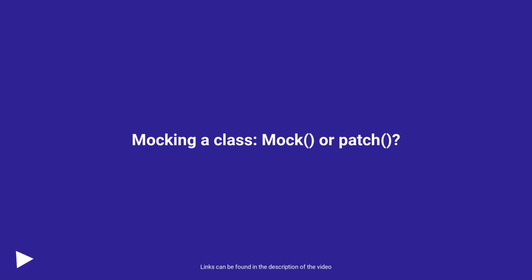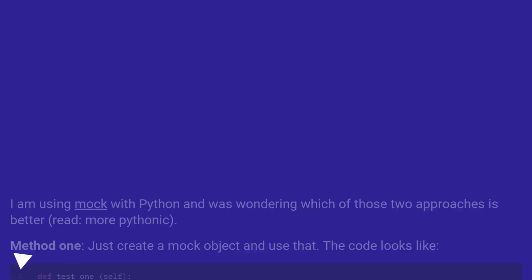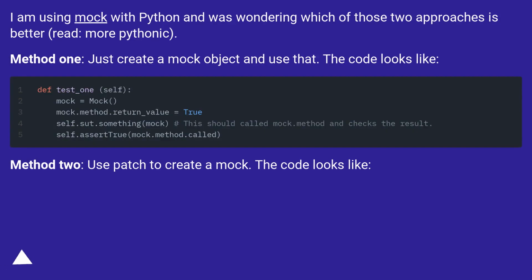Mocking a class, mock or patch? I'm using mock with Python and was wondering which of those two approaches is better. Read, more Pythonic. Method 1. Just create a mock object and use that. The code looks like.